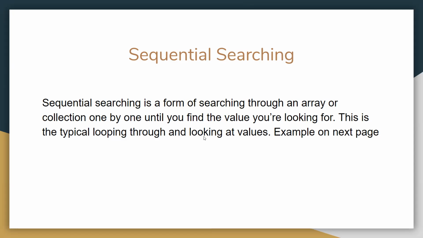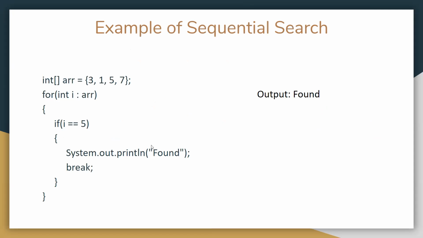So yeah, example on the next page. So going to that, we have an array here, and you can see that we're just using an enhanced for loop in this case. So for int i in array, and you can see if we're saying if i is equal to 5, then we're saying System.out.print.